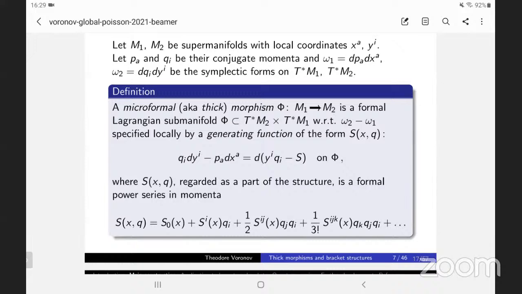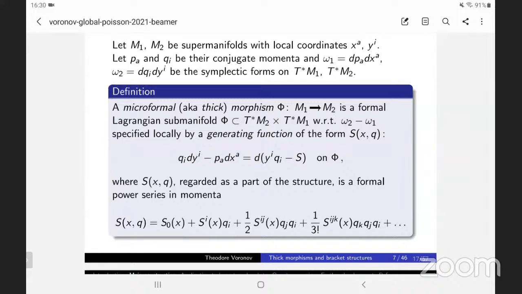This function S depends on position variables on the first manifold, the source manifold, and on momentum variables on the target manifold. So this obviously places a restriction on the type of Lagrangian submanifolds that you consider. We're basically speaking about canonical relations, but not arbitrary ones. We're considering canonical relations that can be described in this form.